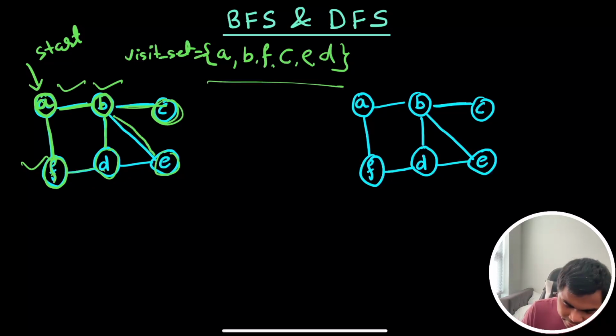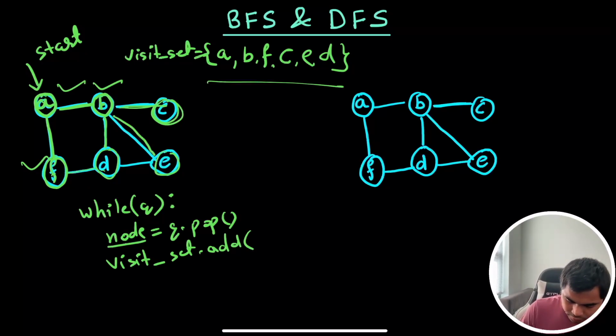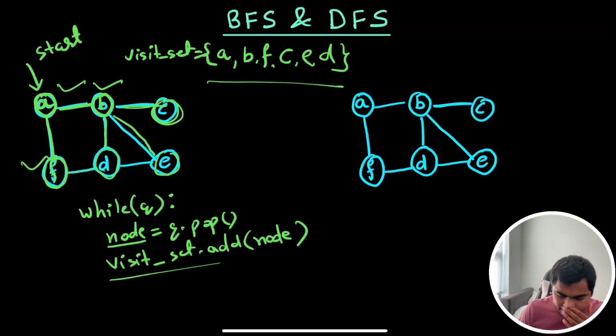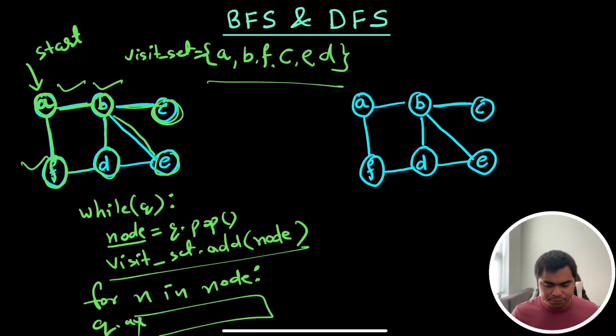Let's write down the little algorithm that we just performed. While queue, we pop the node with queue.pop. For that node, we add it to the visit set with visit set.add(node), or you can do it inside the for loop. Then for all the neighbors of the node, we append those to the queue with queue.append. That's how we do it. We're just quickly wrapping it up.